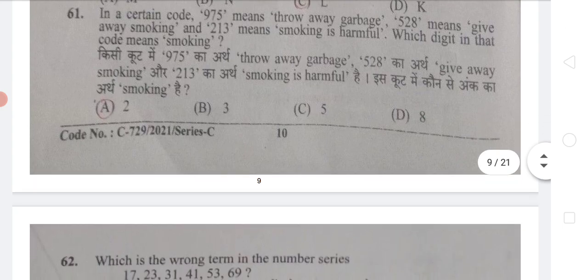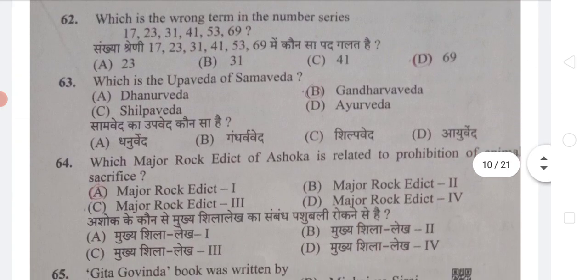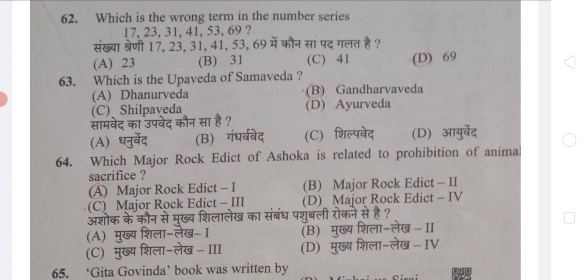C. L. In certain code, 975 means throw away garbage, 528 means give away smoking, and 213 means smoking is harmful. Which digit in that code means smoking? A. 2. Which is the wrong term in the number series 17, 23, 31, 41, 53, 69? D. 69. Which is Upveda of Samveda? B. Gandharv Ved.